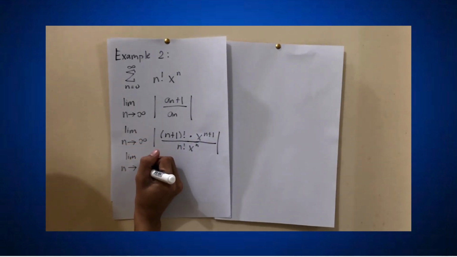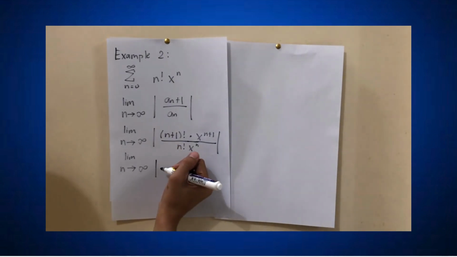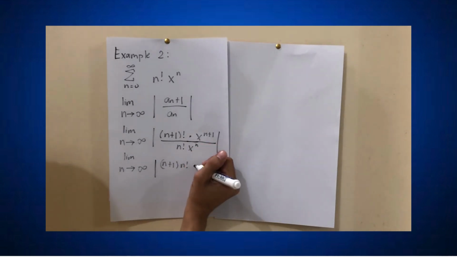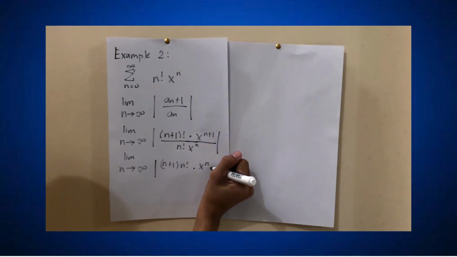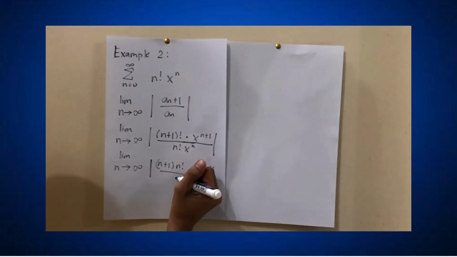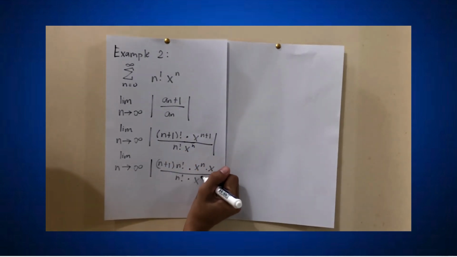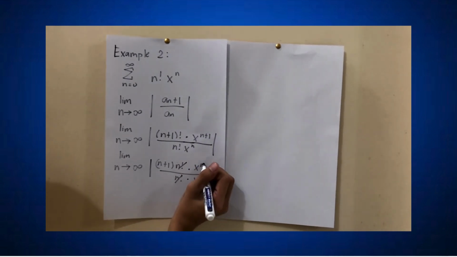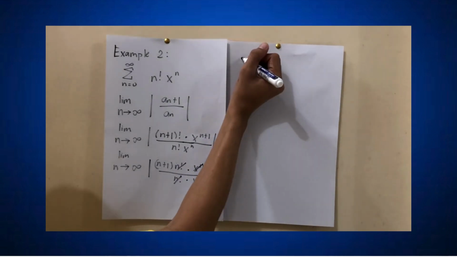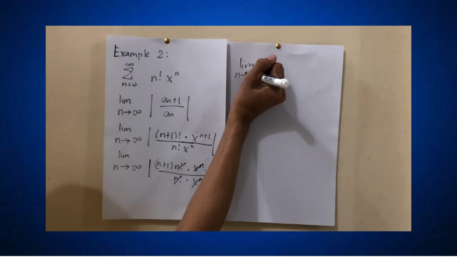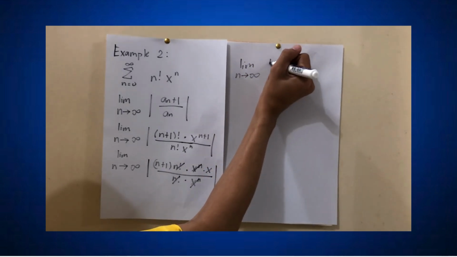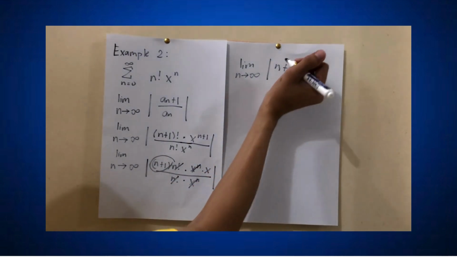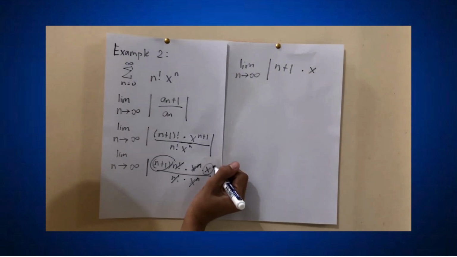Then we need to expand the given. The n plus 1 factorial becomes the quantity of n plus 1 times n factorial, and our x raised to n plus 1 is equal to x raised to n times x, over n factorial times x raised to n. Then we need to cancel like terms, so we will have the answer of n plus 1 times x, because that is all that is left from our cancellation.